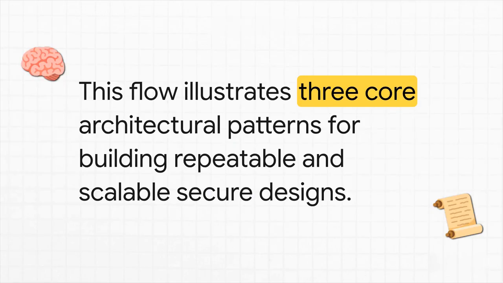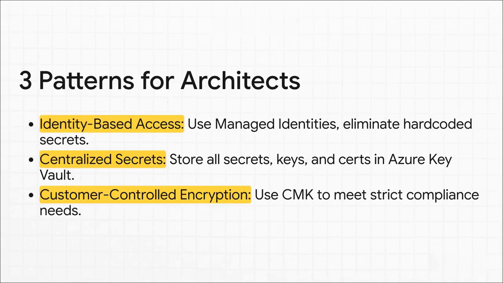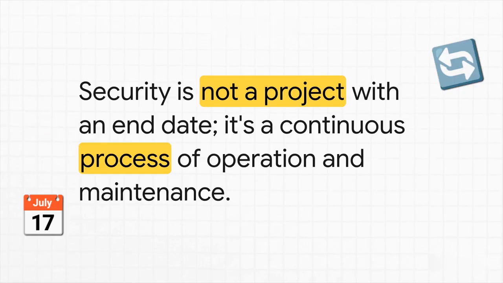So what we just walked through isn't just some clever one-off trick. It's actually a repeatable, scalable architecture that's built on a few core principles. Let's break these down into practical patterns you can use in your own designs. It really boils down to these three things. First, stop using hard-coded credentials. Start using identities for your resources. Second, centralize everything sensitive. All your secrets, all your keys, put them in Key Vault. It's your single, secure locker. And third, for those high-compliance services, use customer-managed keys to take direct control of the encryption. If you can master these three patterns, you're on your way to building truly secure and scalable apps in the cloud.